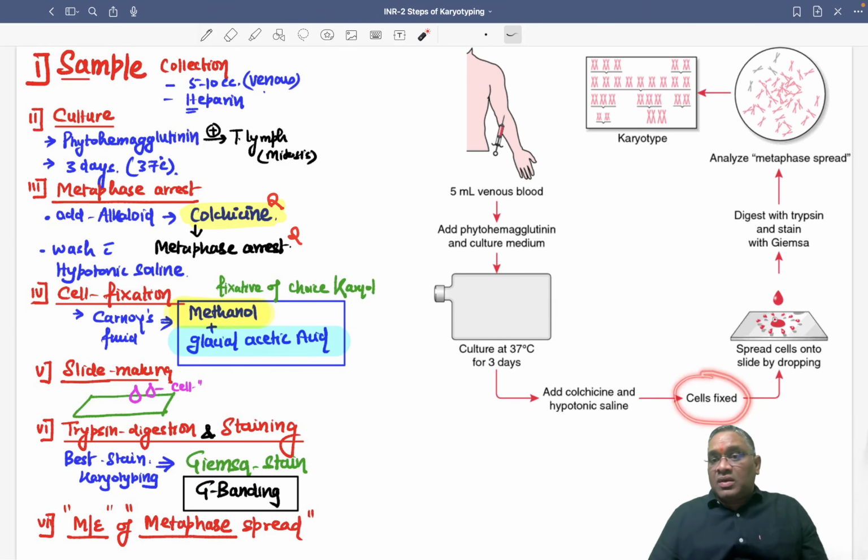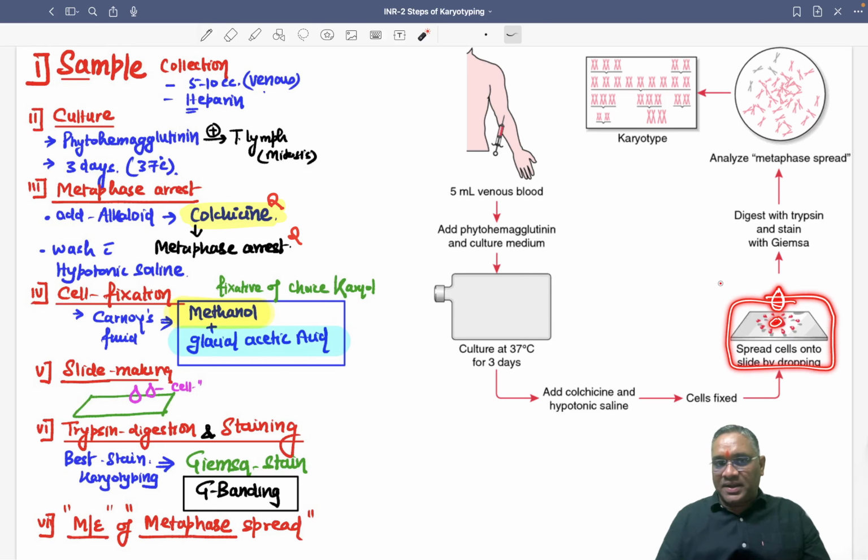After that, we will put that sample drop by drop on the slide, so that is called slide making. We are dropping the sample on the slide and preparing the slide. This is called slide making. After slide making, because there are some unwanted cells also, you have to remove them. For that, you are going to digest with trypsin and then stain with Giemsa.